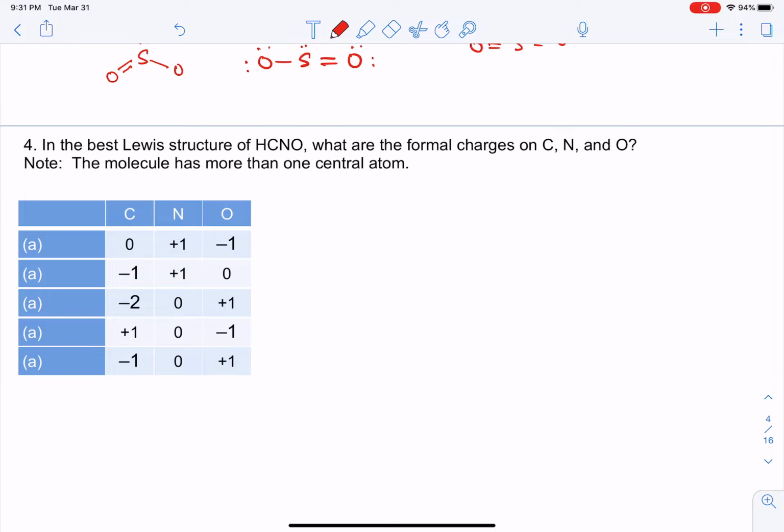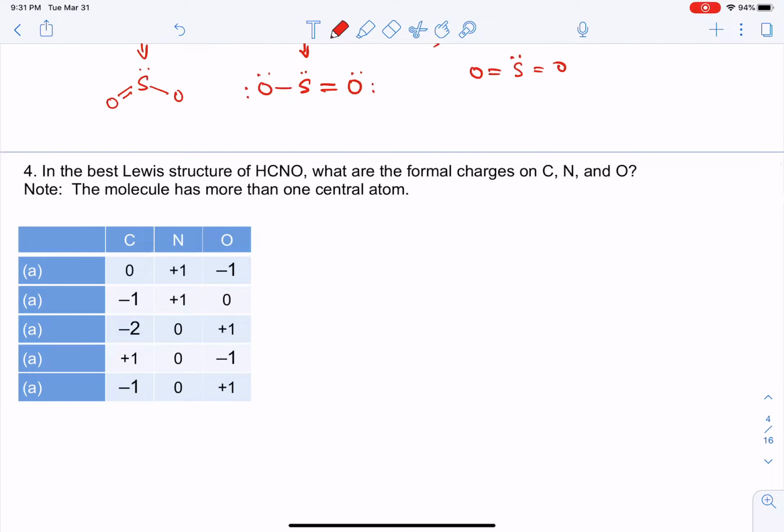So here, let's read the question again. In the best Lewis structure of HCNO, what are the formal charges on C, N, and O? Note, the molecule has more than one central atom. So this is an important thing that you should know. It states already it has more than one central atom. In your exam and any other question, mostly if there is more than one central atom, it's mentioned in the question. So now we will try to make the Lewis structure to understand the formal charge.